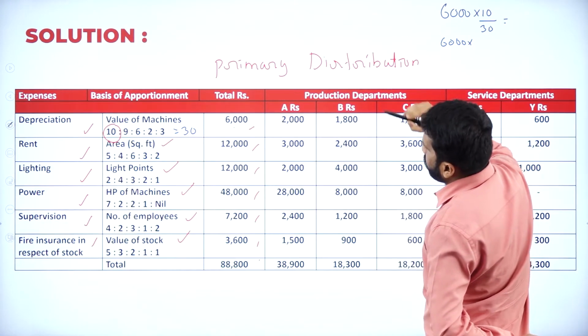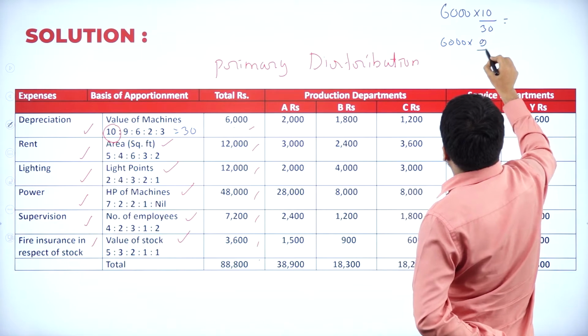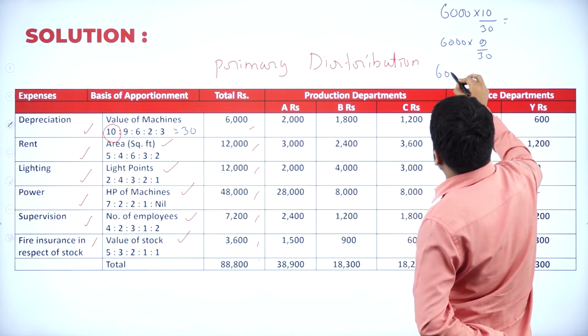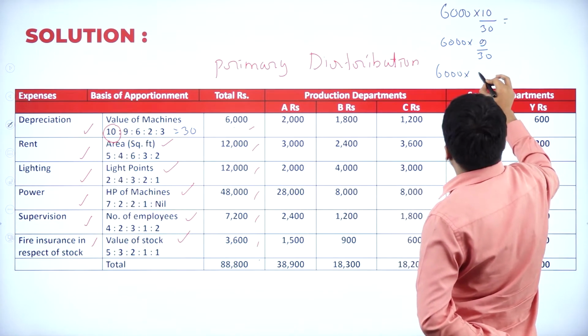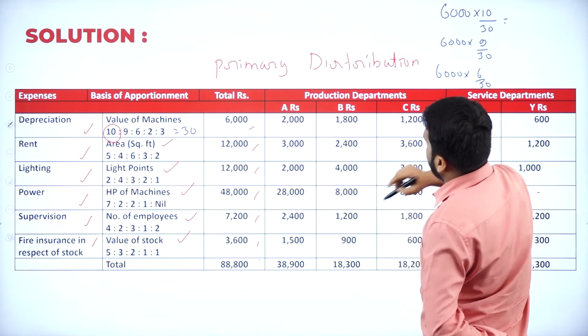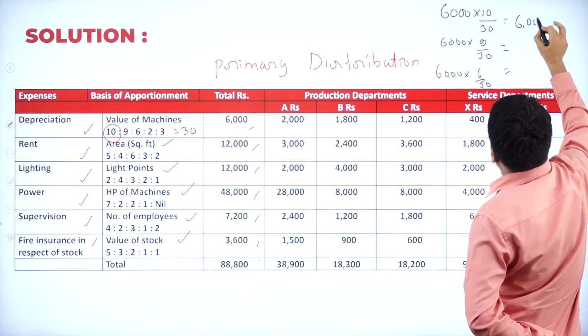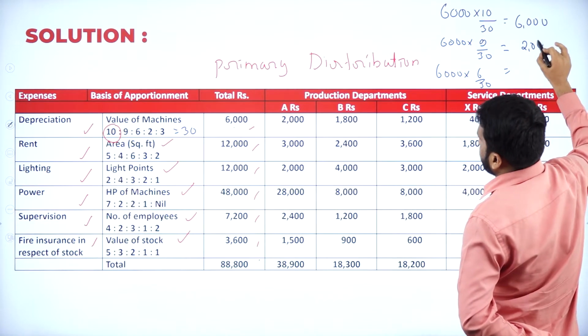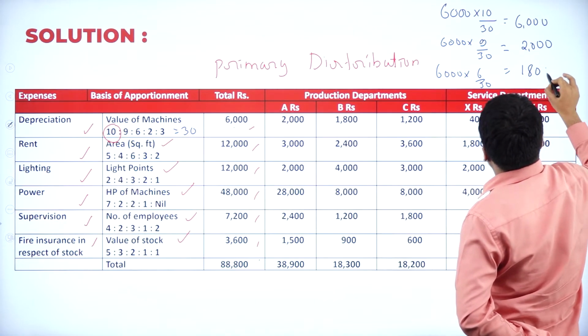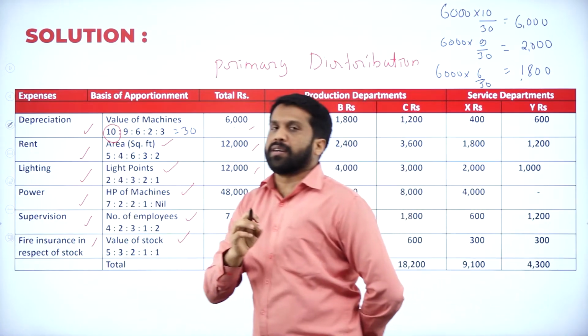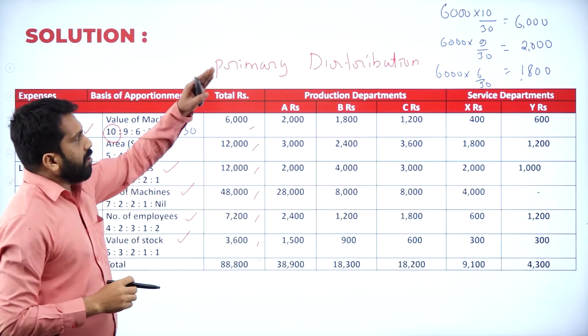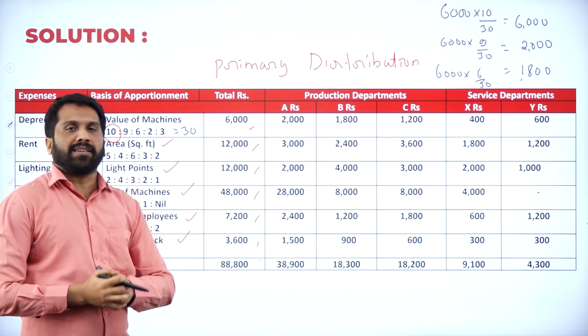6,000 into 9 divided by 30. 6,000 into 6 divided by 30. Like, you will get 6,000, 2,000, 1,800. Hope you're clear. Now, like this, you're supposed to do your calculation.